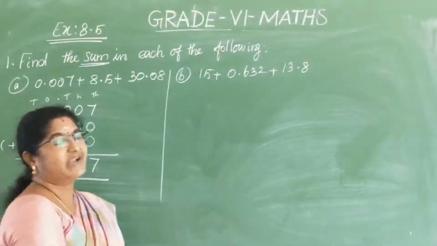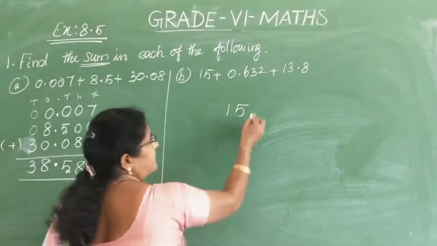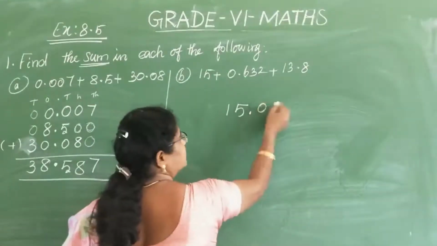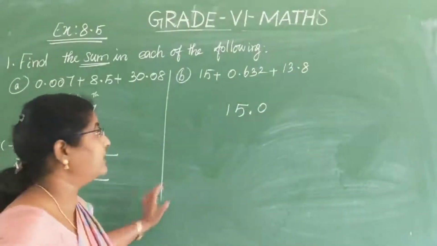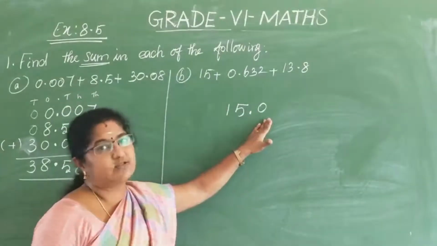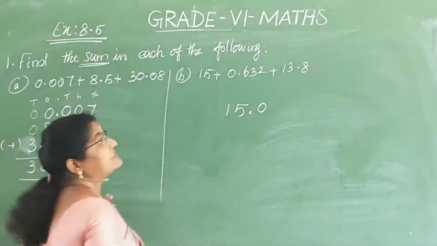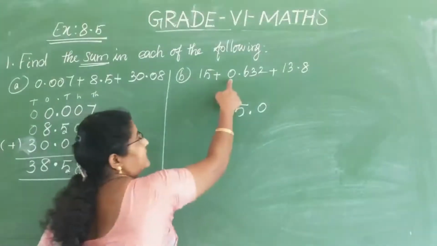Next question. 15. This is a whole number. So, 15. So, point. We have a decimal number for that. So we keep point and zeros. Then we can add here. However many zeros we need, we can put. So, 15 whole number. In the decimal part, nothing. So I put 0. Next question. Next number is 0.632. 0, what place?